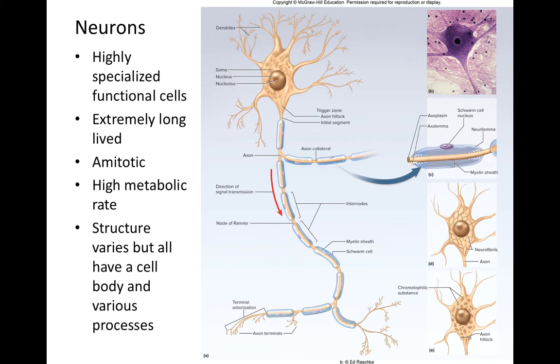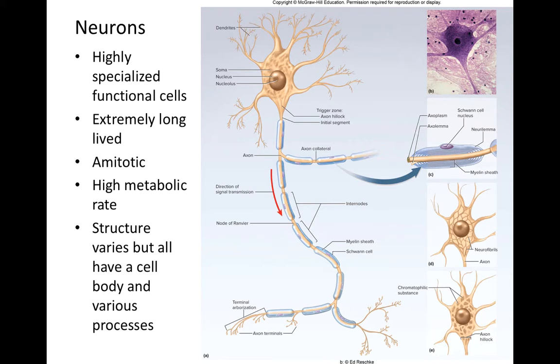So they're very, very specialized. They have a very specific function, which is to pass information from one cell to another through electrical excitation. They live for a very long time. You make all of the neurons you're going to make when you are a fetus. In fact, you make more than you need, and then you go through a process called neuronal pruning, where you start killing off some of them. And then that's all you get.